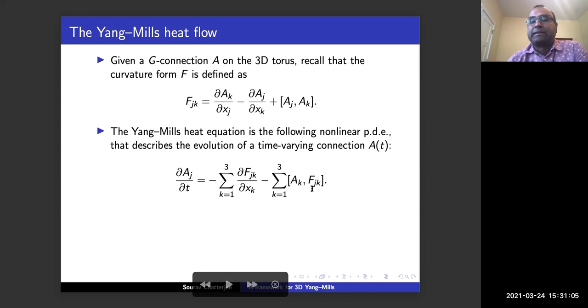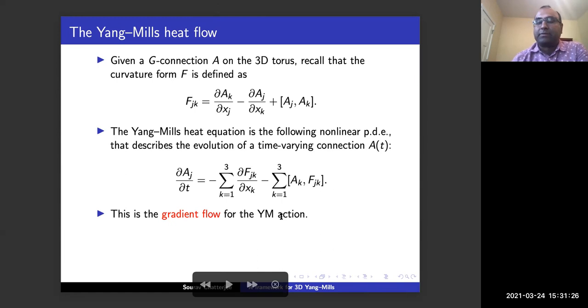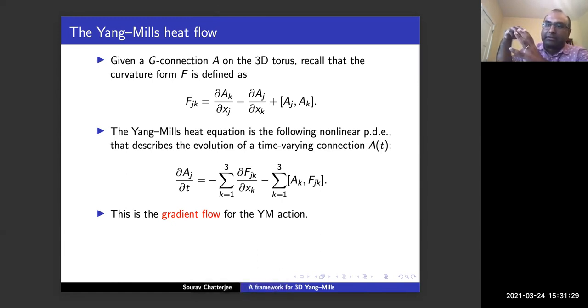As you see, if you're working with an abelian group, then these commutators are absent, but in general they are there, and it's quite nonlinear because the F_jk's have these commutators, and then there's also this commutator, so it's basically a cubic kind of thing on this side. This strange looking thing is actually the gradient flow for the Yang-Mills action. If you take the Yang-Mills action and you want to flow in the direction where it's decreasing most sharply, this is how you should flow. Just as the ordinary heat equation is a gradient flow for the Dirichlet energy, the integral of gradient f squared.